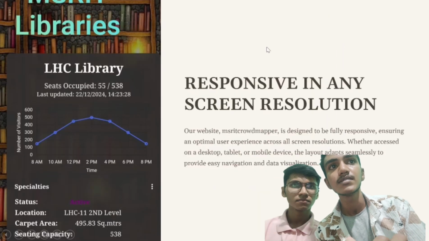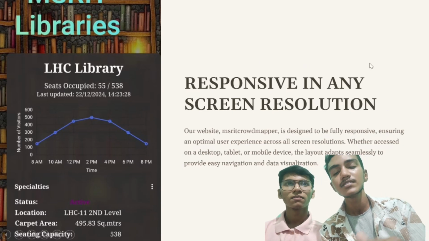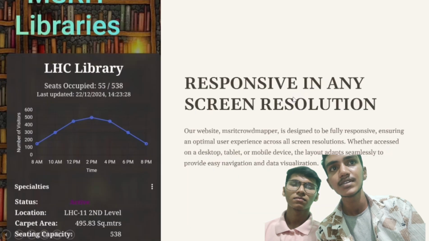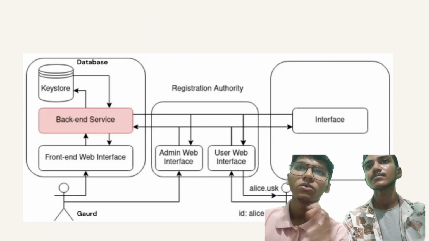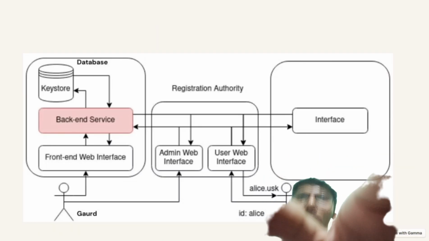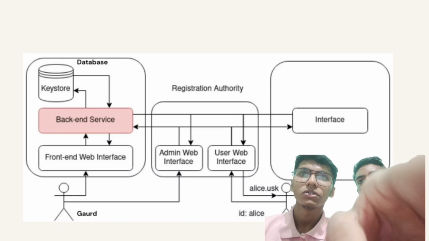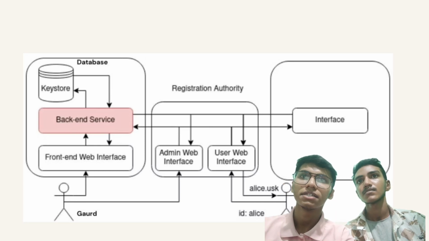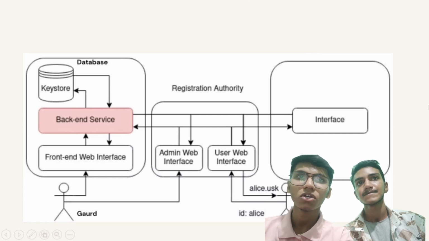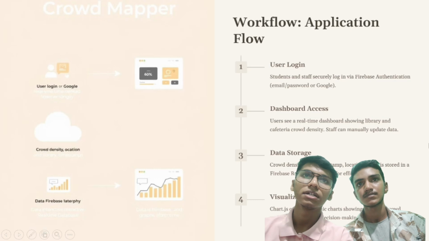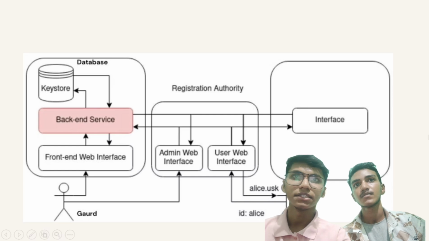So our website is responsive to any screen resolution. That is, we can use it on a mobile or a tab or a laptop, any screen basically. So here is the outline of how our project works. Basically the guard would be entering the data to the database, and the database would receive the data, and after the user gives an API call to it, it would display for the user what is the data given by the guard.